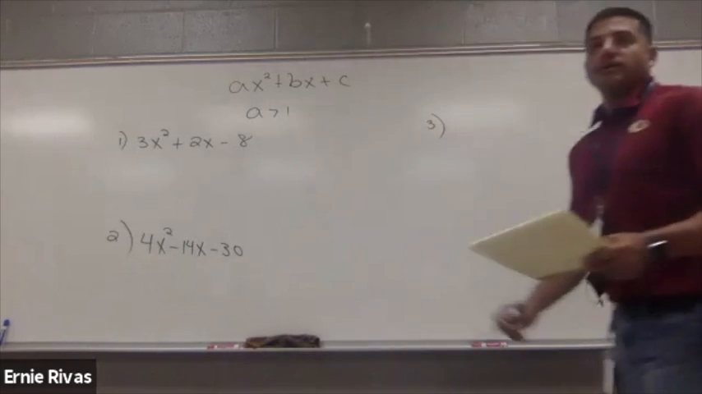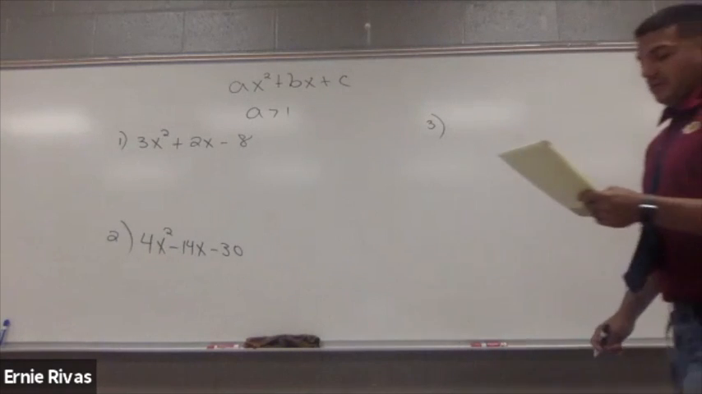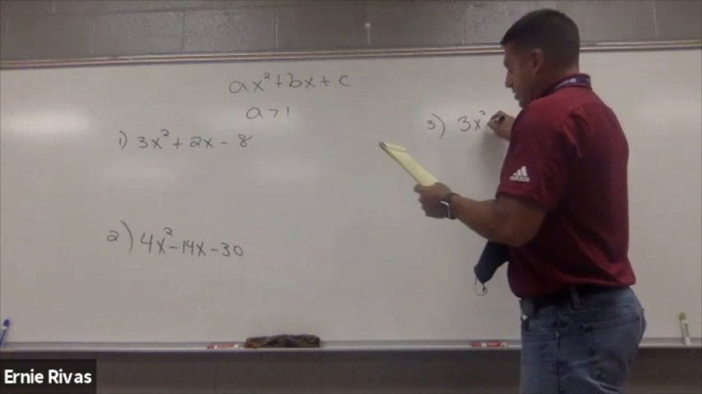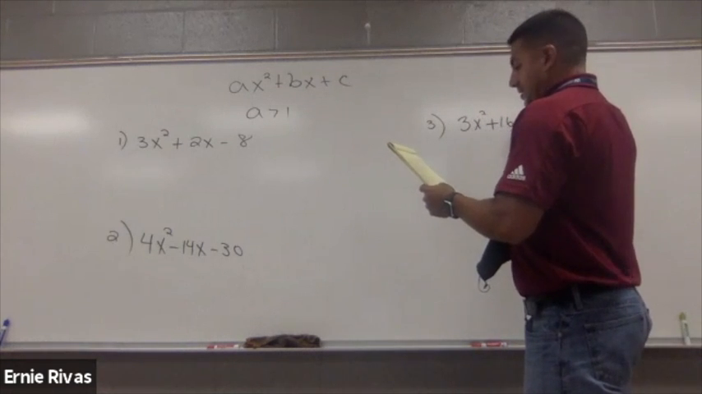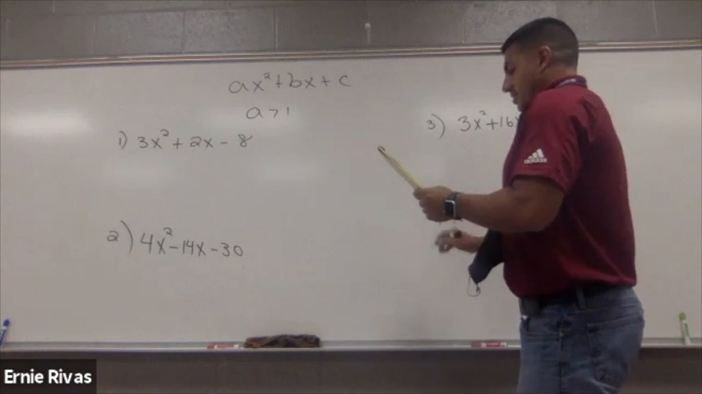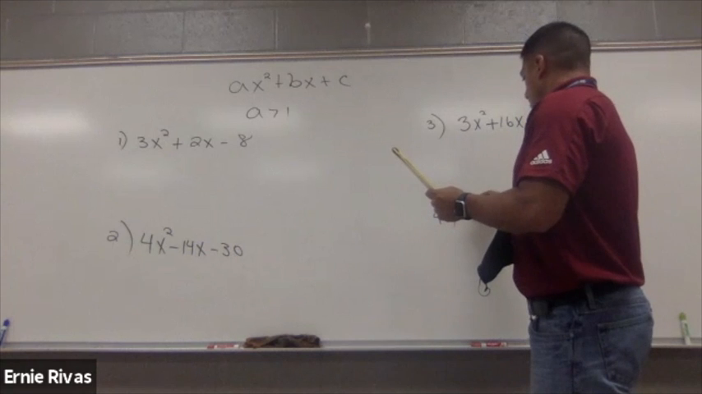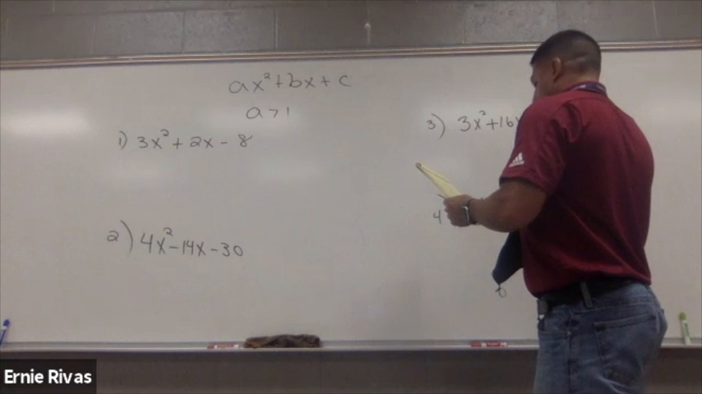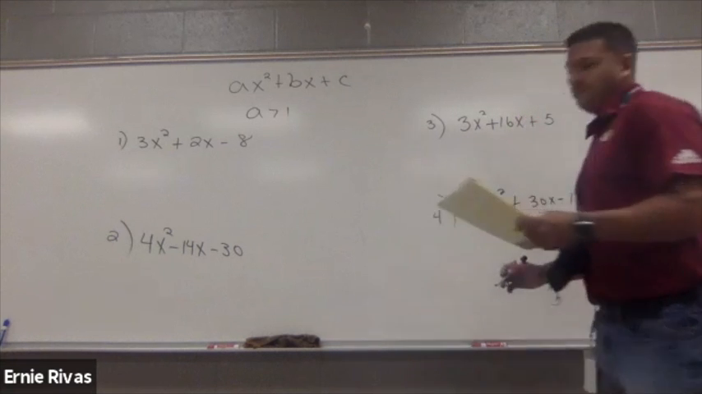Four is not a prime number. Number 3, 3x squared plus 16x plus 5, and then number 4, 4x squared plus 30x minus 16.